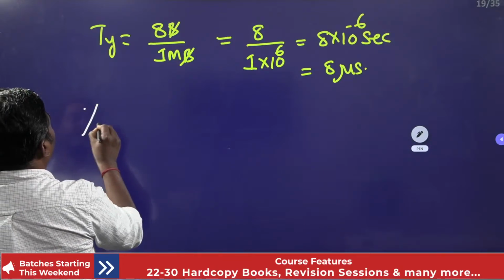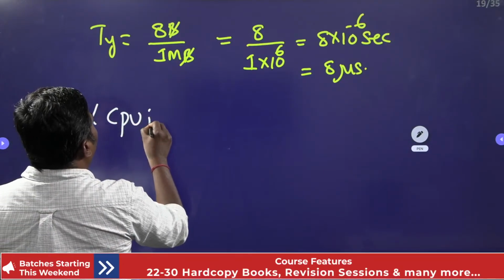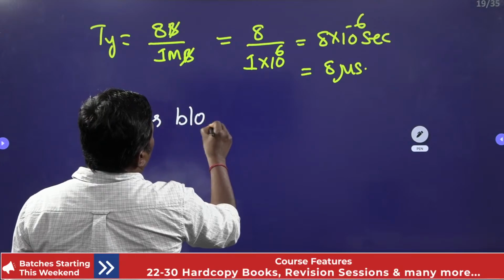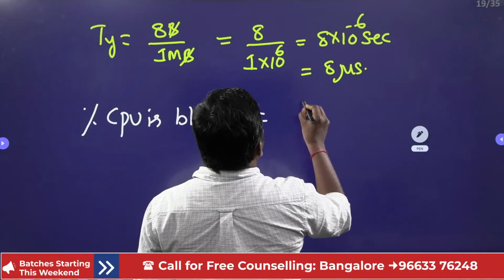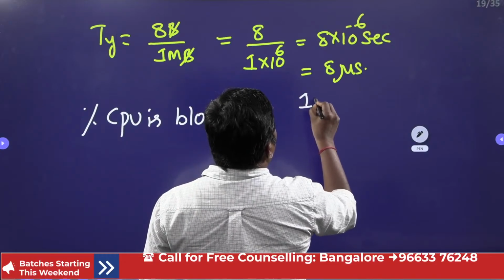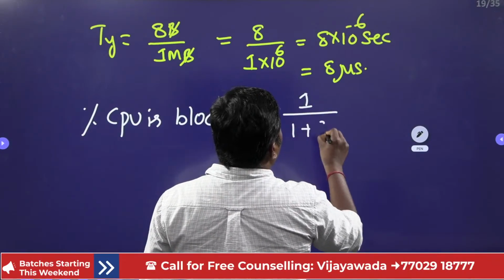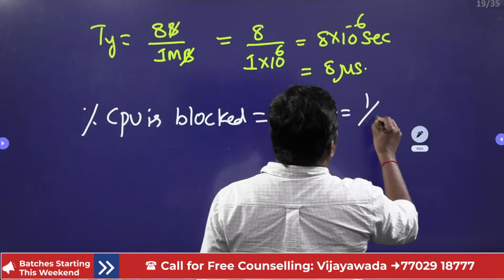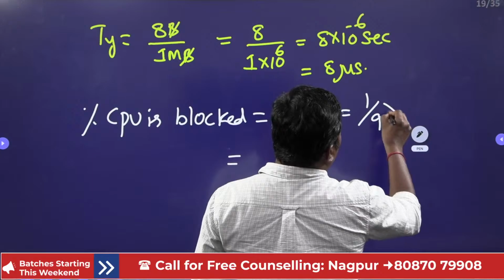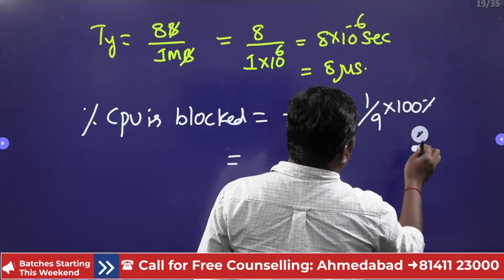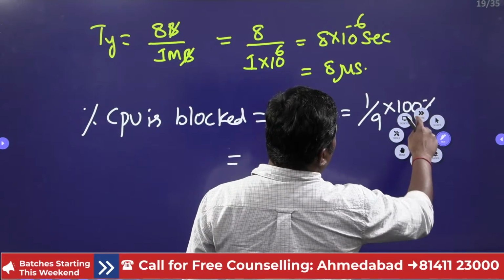Now the percentage of the time CPU is blocked in cycle stealing mode equals Tx by Tx plus Ty. What is the Tx value? 1 microsecond divided by 1 plus 8. So this gives 1 by 9. What is the 1 by 9 value? 1 by 9 into 100%, right? Yes or no?